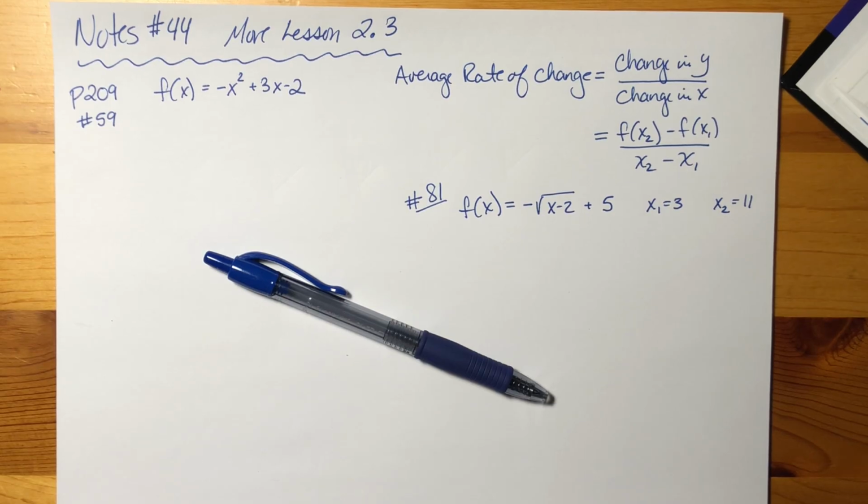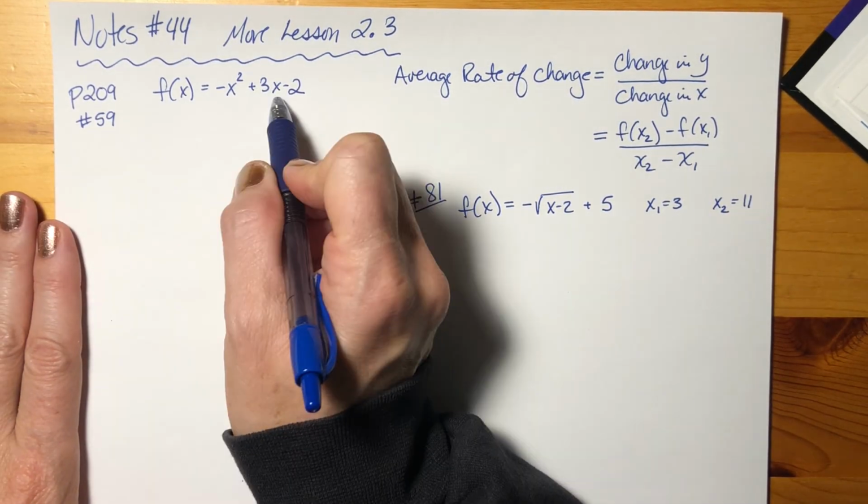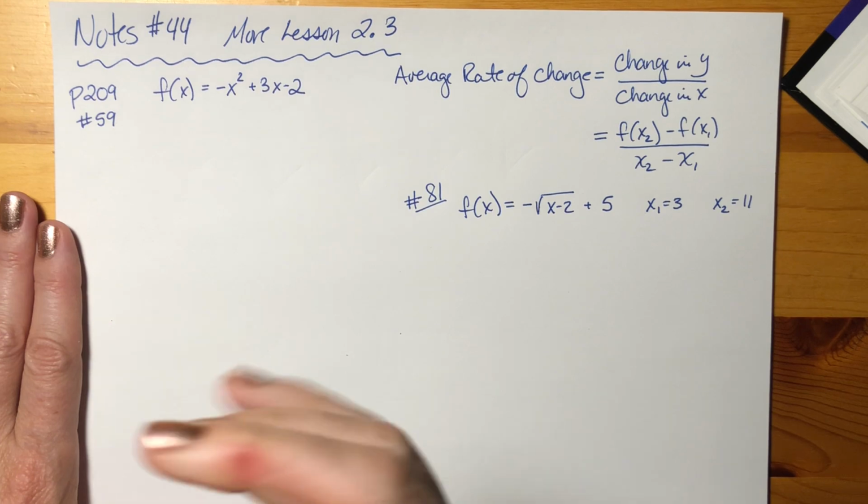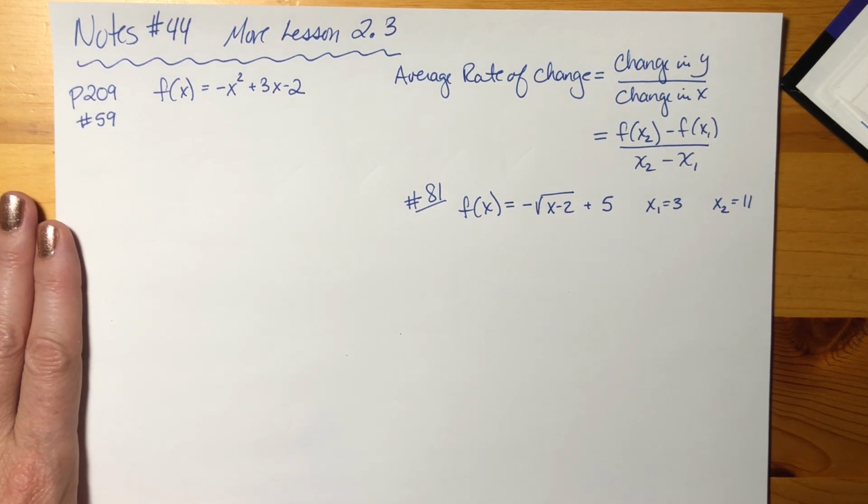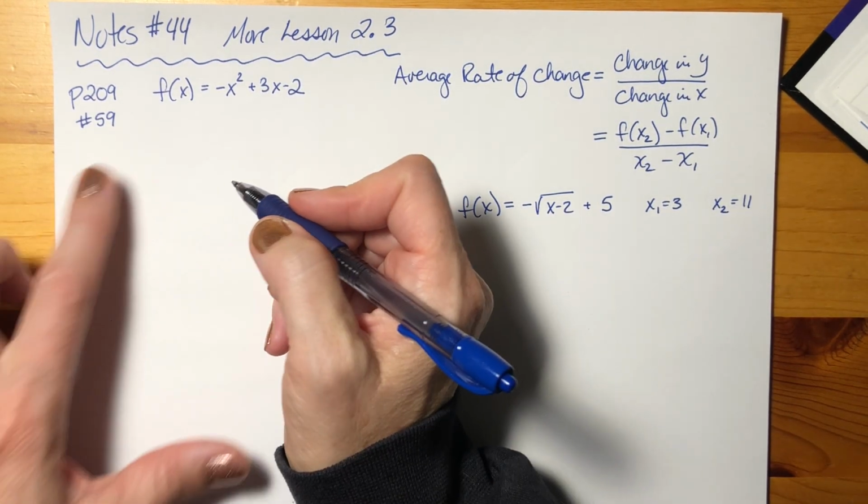So number 59 from your book, they ask us to talk about using the graphing utility, okay? I'm not going to use the graphing utility. I want you to use your brain, okay? So think about this graph. They want us to find what the graph looks like. So I'm going to start with the zero.